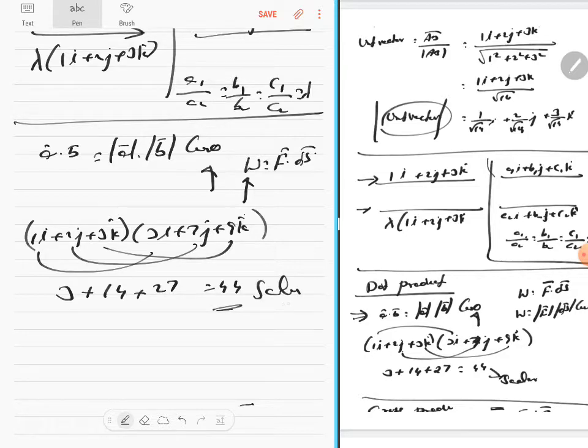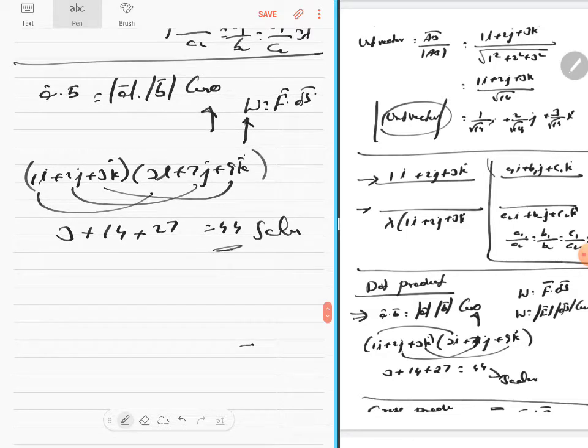Can you see there's no i, j, k anymore, because i square when multiplied is 1, j square when multiplied is 1, so then it's just 44, and you get a scalar quantity. Thus work done is a scalar. The dot product of two vectors results in a scalar.